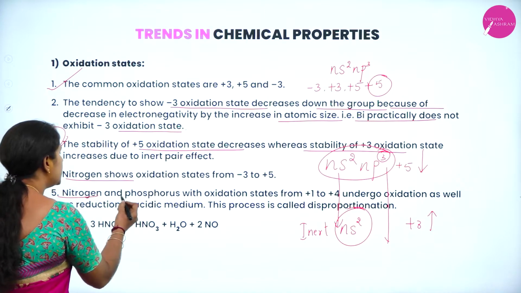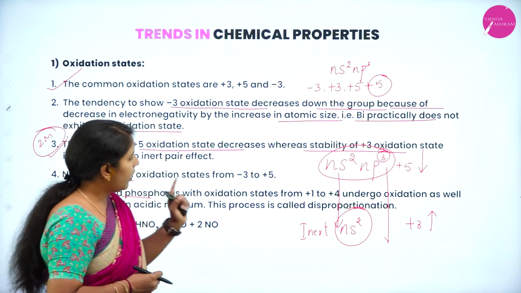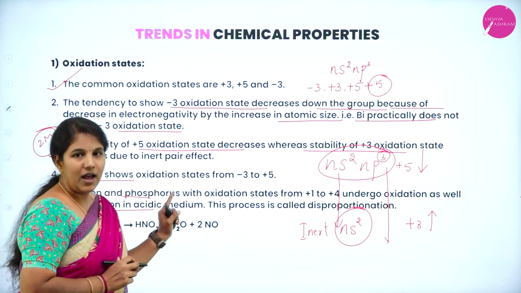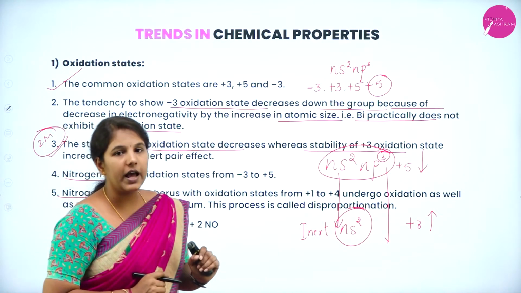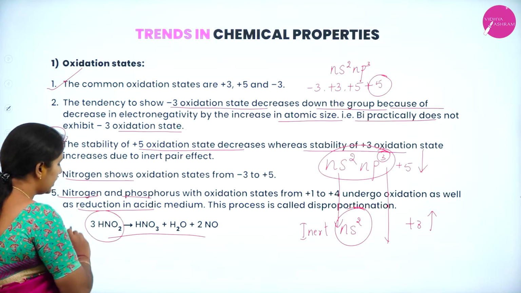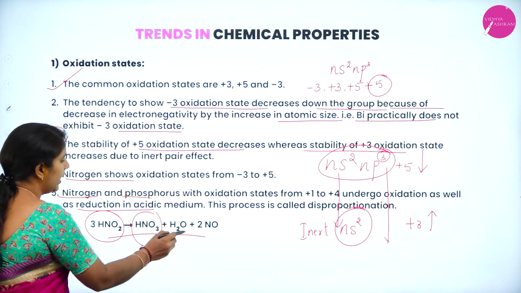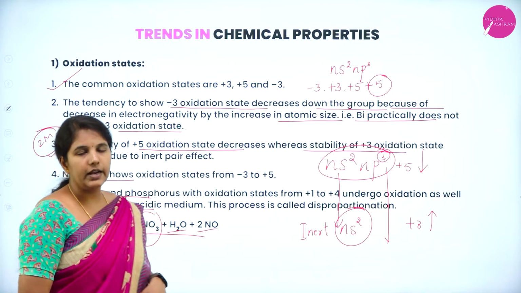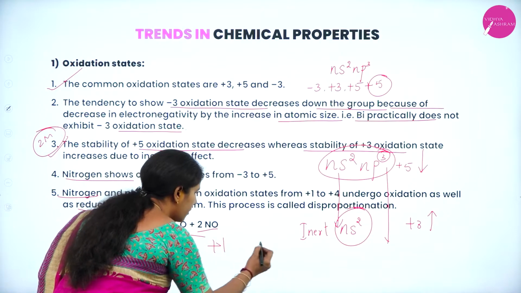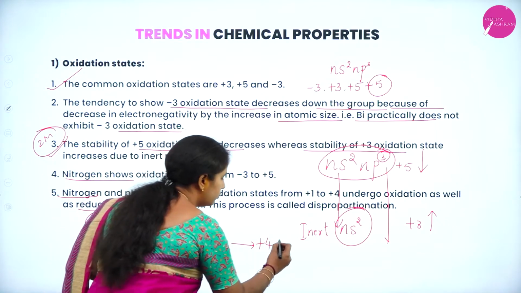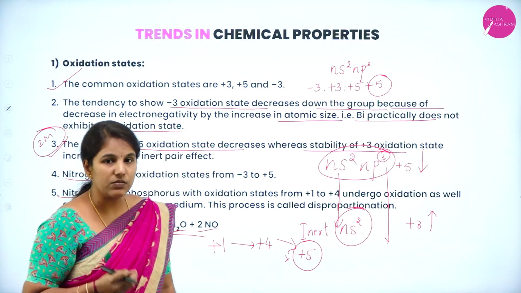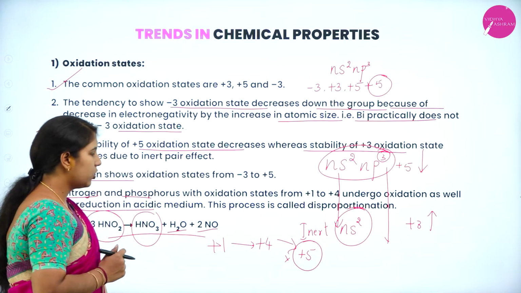And if you consider nitrogen and phosphorus together, they show from +1 to +5 and undergo oxidation as well as reduction in acidic medium. This process we call a disproportionation reaction. You can understand this reaction here, where 3HNO2 gives rise to HNO3, water and nitric oxide. This indicates that nitrogen shows oxidation states from +1 to +4, but it does not show the +5 oxidation state. Why is nitrogen not showing the +5 oxidation state? I'll explain in the next concept.